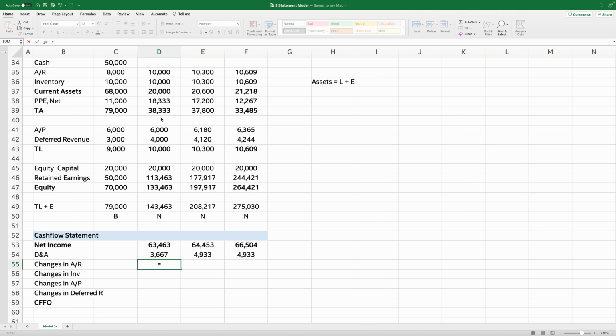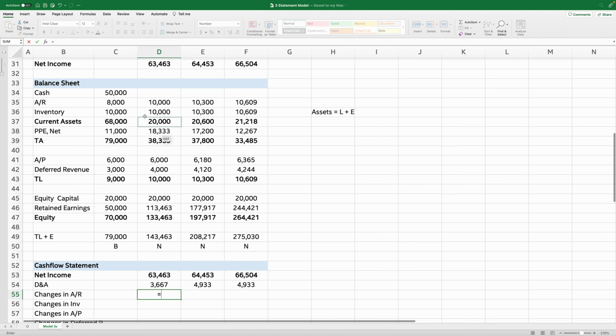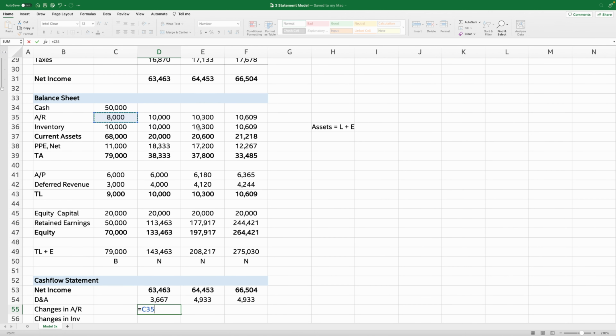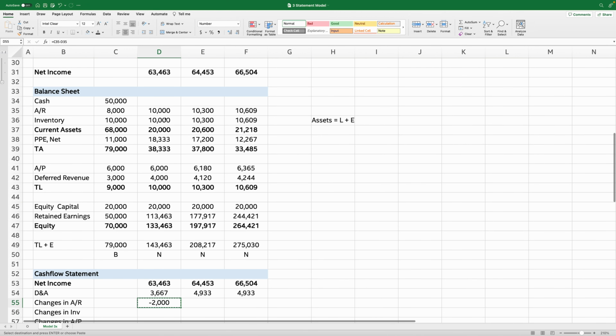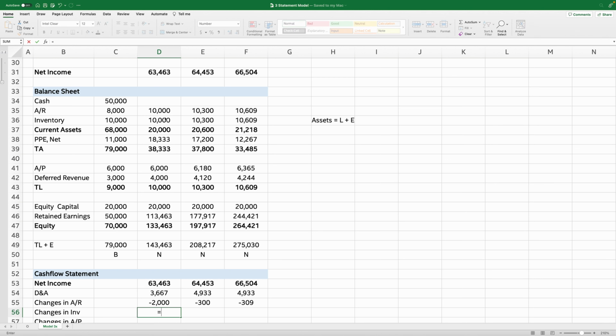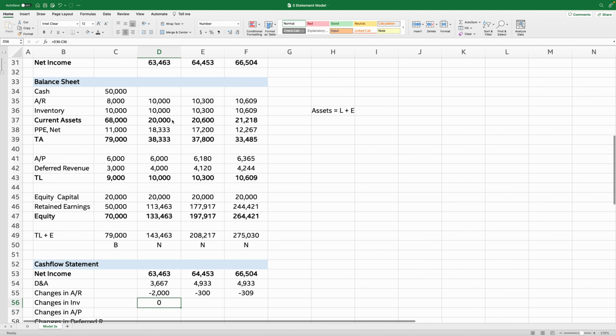So first, we need to get the change in accounts receivable. So in order to get the changes in accounts receivable, we have to say, okay, how much is owed to us last period minus how much is owed to us this period. So it's 2,000. And then for inventory, it's similar, but it starts with this year, right? How much we have in inventory minus the change. That way.